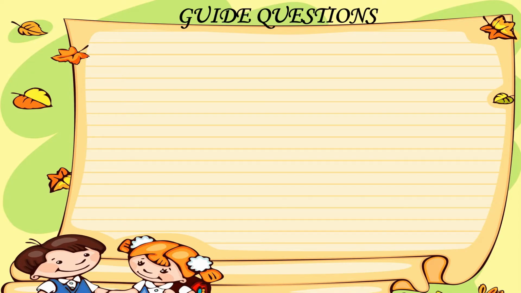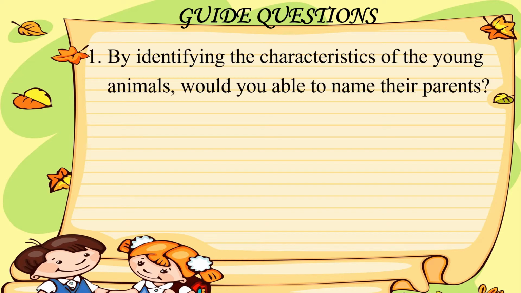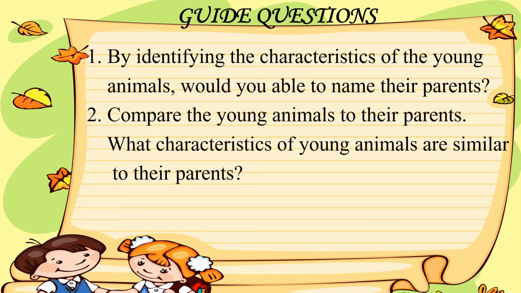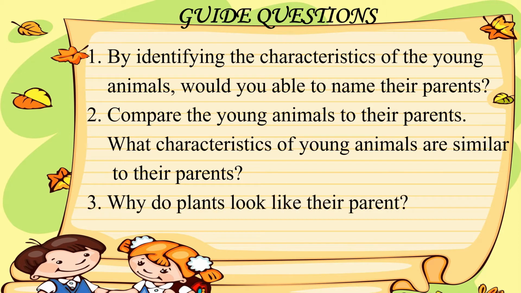Answer the guide questions. Number 1. By identifying the characteristics of the young animals, would you be able to name their parents? Number 2. Compare the young animals to their parents. What characteristics of young animals are similar to their parents? Number 3. Why do plants look like their parent? Kids, don't forget to submit your answers to your science teacher. Great job, kids! You are on the right track in exploring our lesson.